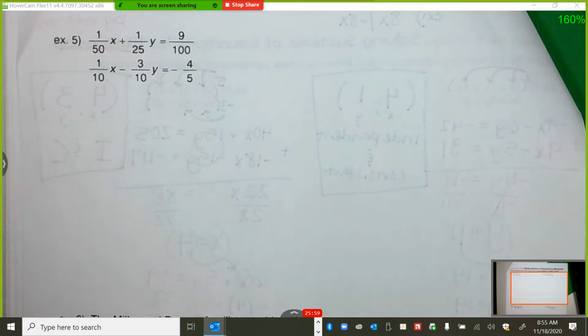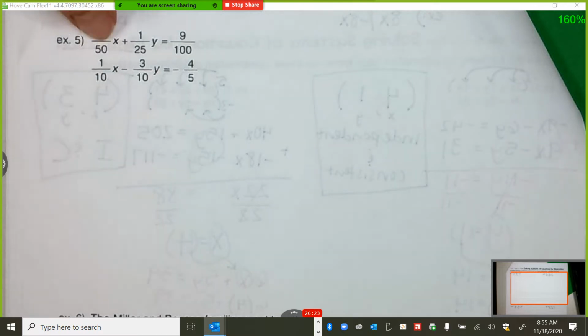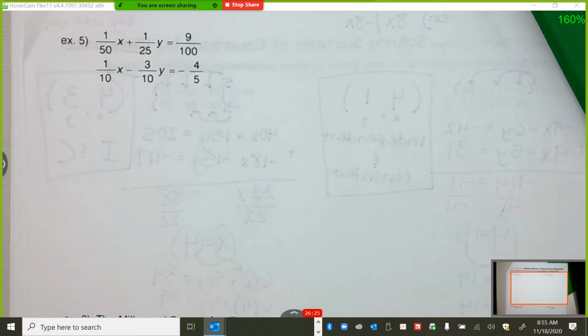Anyways, what's your first step here? What do you want to get rid of the most? Before we even talk about letters, what's the ugly part of this? The fractions. Can we get rid of fractions? Yes. Can we make their denominators match and cancel them? Yes. So that's what we're going to do. Can 50, 25, and 100 turn into something the same? What can they all turn into? 100.